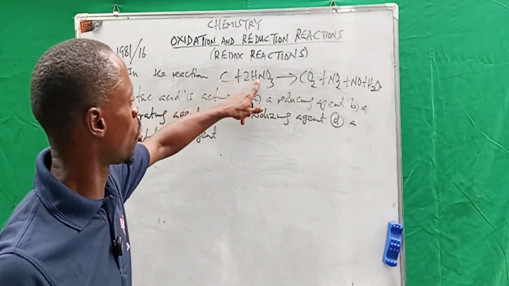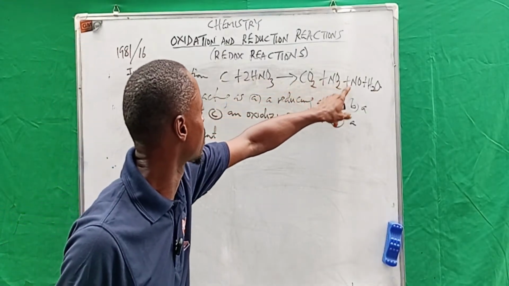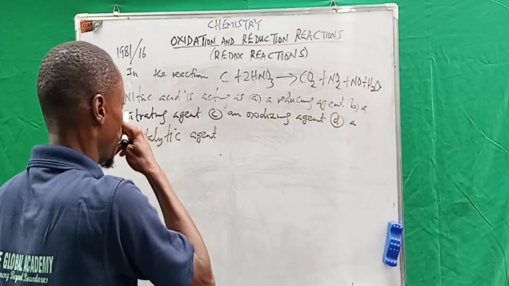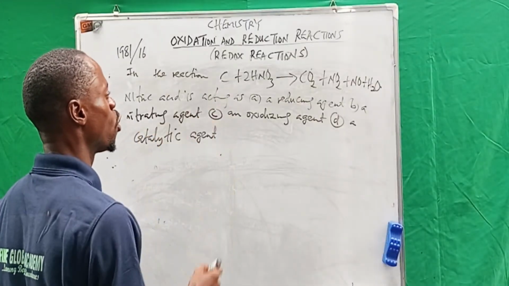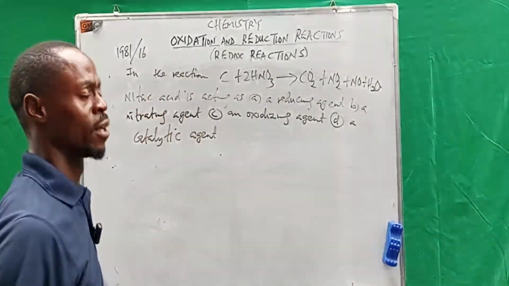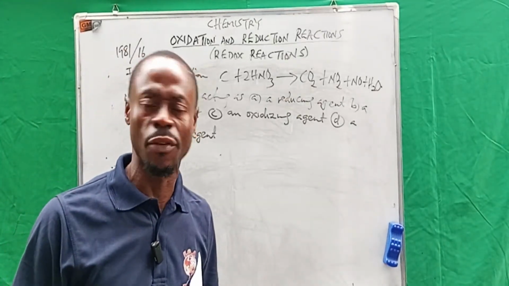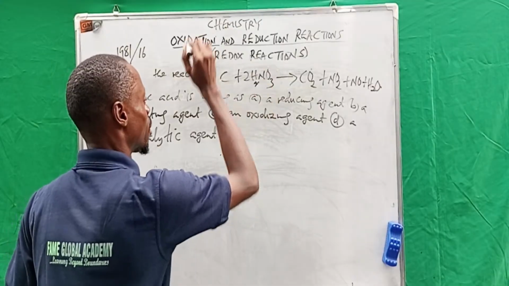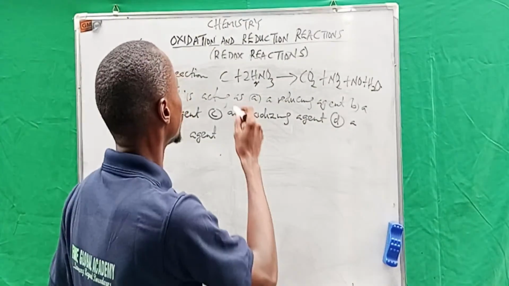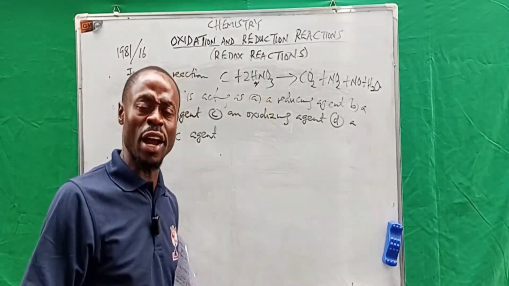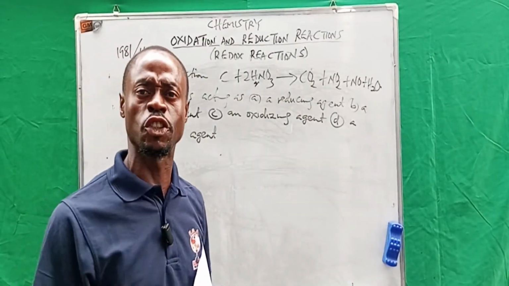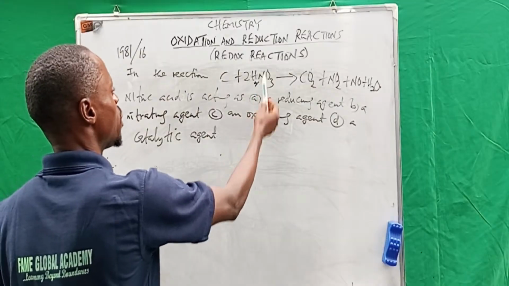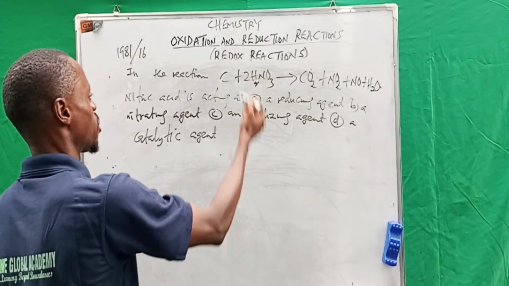Carbon reacting with this compound to form this, and this. They are not asking us what is the function or the role of nitric acid? The first thing there is the ability to identify nitric acid. This is nitric acid. That is the common name. We call it trioxonitrate(V) acid. The common name is nitric acid. What is the role or what is the function of this compound in this reaction?